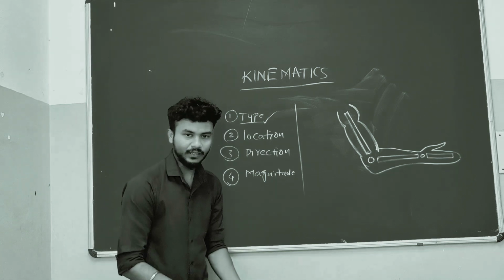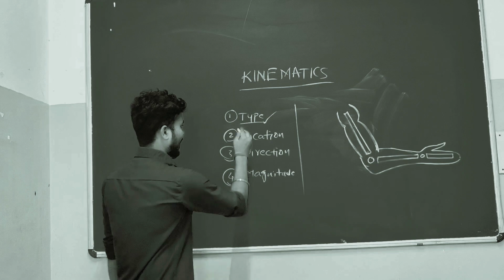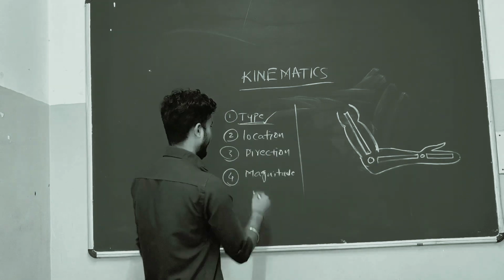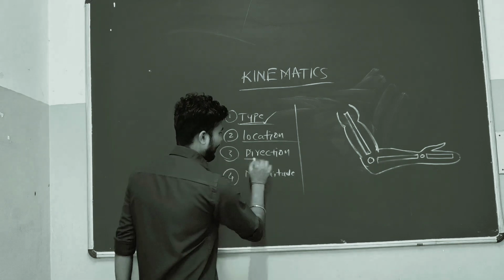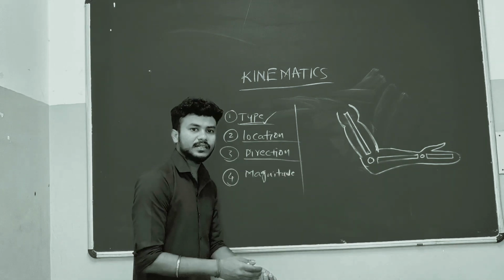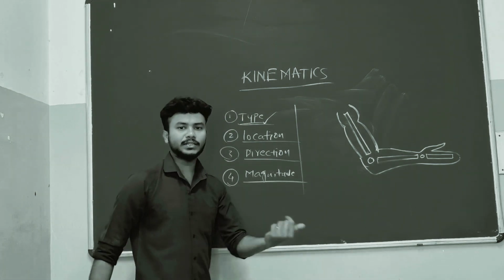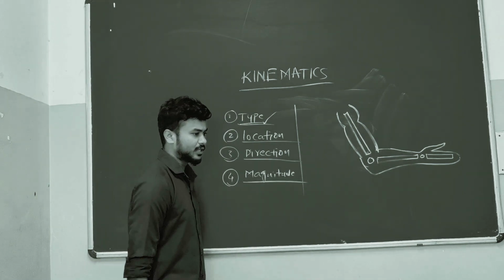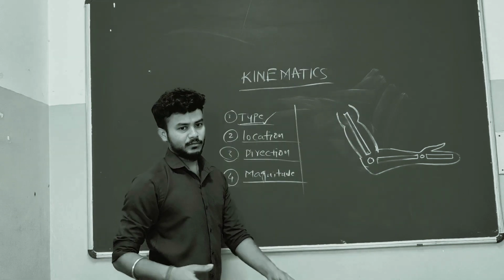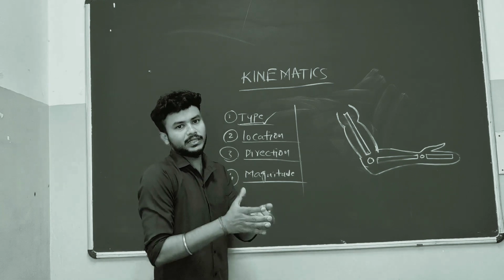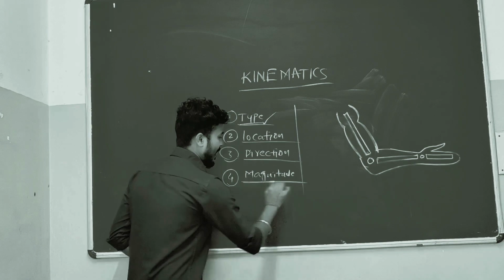When we are doing one movement, whatever the movement, either shoulder flexion, extension, whatever, which type of movement is there, and then location, where the movement is happening, and direction, in which direction it's happening, and then magnitude. Suppose if I do shoulder flexion like this, it is slow magnitude. If I do like this, it's a fast activity. So magnitude means how much the movement is happening, how fast, what is the force of that movement.